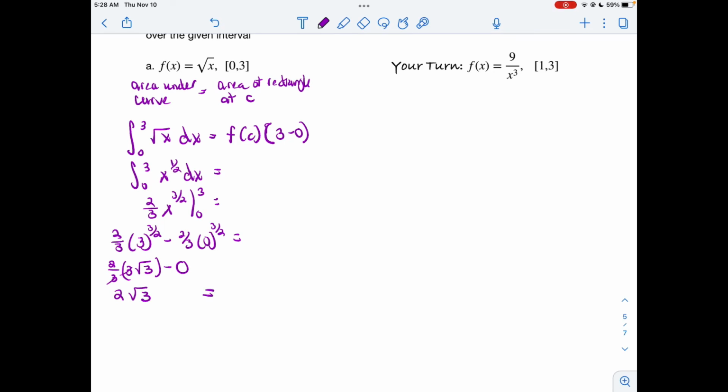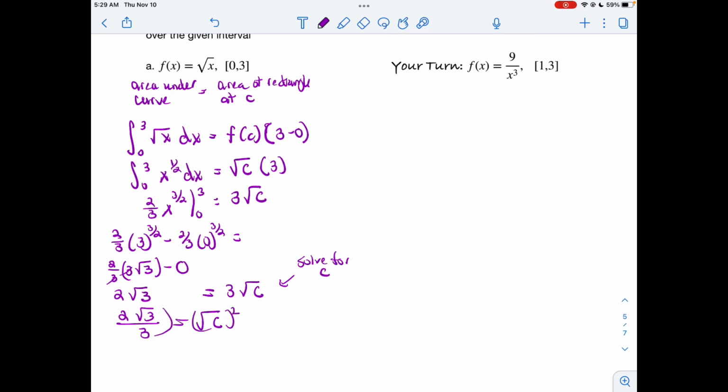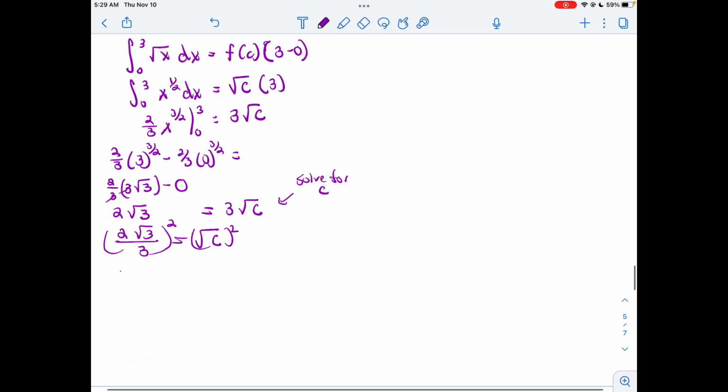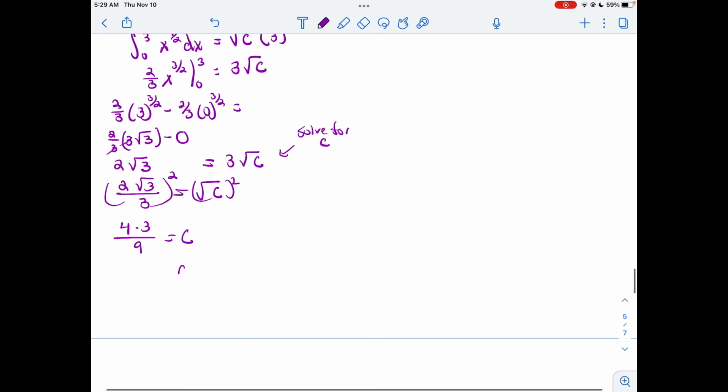This is equal to f of c. Well, f of c is our function evaluated at c, or the square root of c in this case, times 3 minus 0, which is 3. So I know this 2 the square root of 3 is equal to 3 the square root of c. So I just solve this equation for c. I'm going to start by dividing by 3 on each side. And then the opposite of square rooting is squaring each side. And so I end up with 4 times 3 over 9 is equal to c, which is 12/9, which simplifies down to 4/3. So c would have to be at the point 4/3.